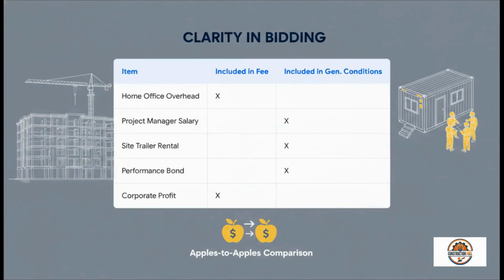Now, here is a really powerful tool for creating clarity: the fee and general conditions matrix. By including a simple table like this in the RFP, an owner can make sure every single bidder is pricing the same things in the same buckets. Is the project manager's salary a GC cost, or is it part of the fee? This matrix completely eliminates that ambiguity, so you can actually do a true apples-to-apples comparison of the proposals.